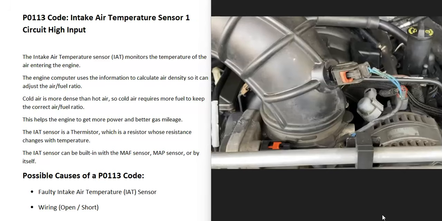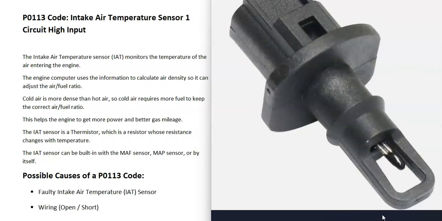And since hot air is less dense than cold air, the computer can adjust the air-fuel ratio mixture that's going into the engine. And when you get a P0113 code, for some reason the computer's seeing a problem with this, and so it's going to have to be troubleshot to know why. And these intake air temperature sensors are what's called a thermistor, which is basically a resistor whose resistance changes as the temperature changes. So if you go to test one of these, you could test it basically like a regular resistor, but you'd want to see if the values change as the temperature changes.